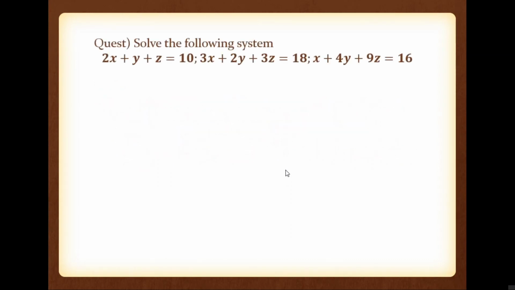Okay. So we are going to solve this system. Please note, in some situations I will use x, y, z, or in some situations I will use x1, x2, x3. Both are interchangeable. Okay. So please note this system, which has 3 equations: 2x plus y plus z equal to 10, 3x plus 2y plus 3z is equal to 18, then x plus 4y plus 9z equal to 16.